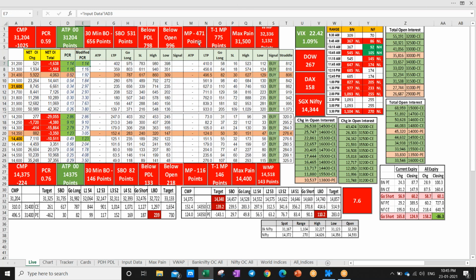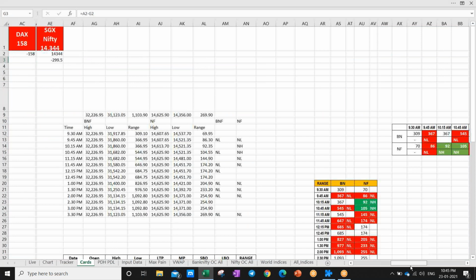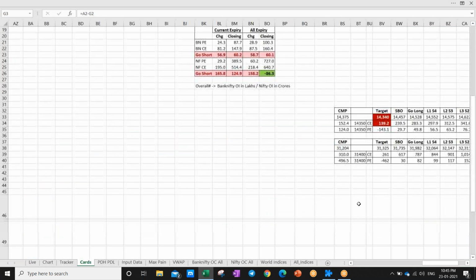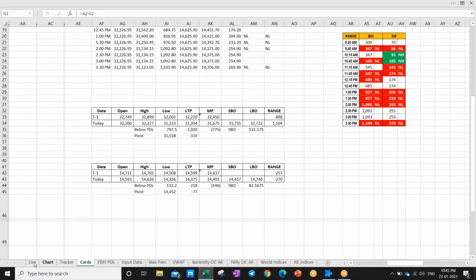Then next comes the midpoint. The midpoint is nothing but the high and low of the day. For example, it is currently 10 o'clock, meaning from market open till 10 o'clock, what are the high and low recorded? That is being recorded here in this place. I will show you where it is being recorded. This is the place where it will get recorded automatically.